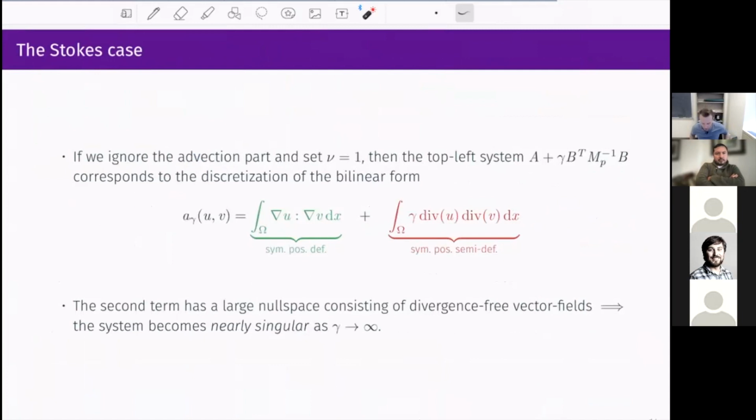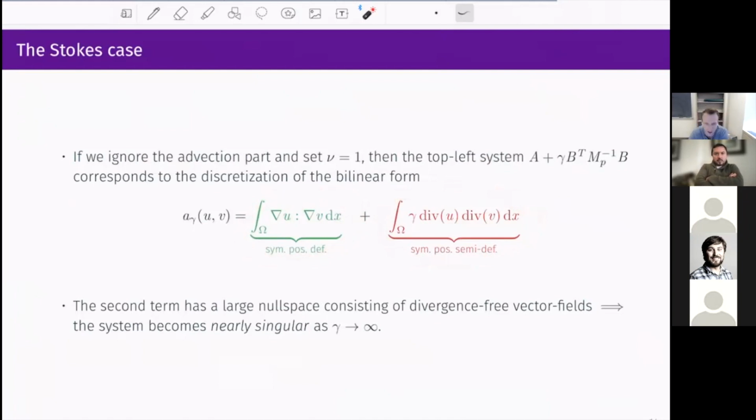Okay, so as I hinted at earlier, we're going to do this for the Stokes equations and then see that numerically it still works for the Navier-Stokes equations. So we ignore advection. We set the viscosity to 1, which means that the top left block is now just the diffusion term plus this gamma times div u div v.